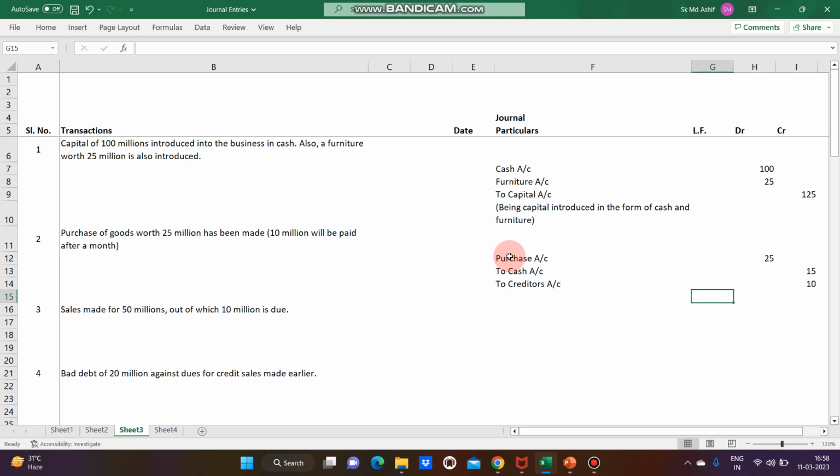Do not forget to write the narration. Even if it is small, you should write that.